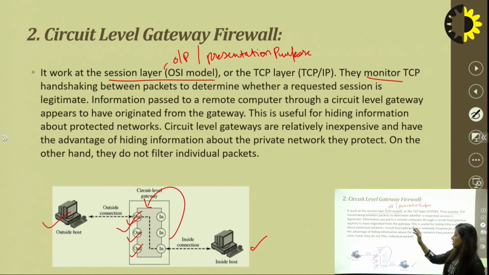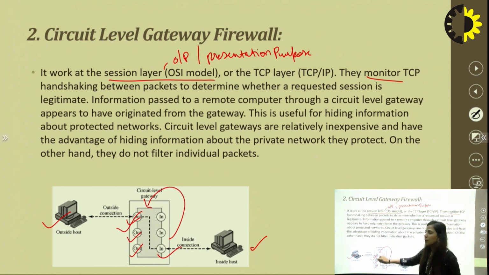Okay, information passed through a remote computer through a circuit level gateway appears to have originated from the gateway. Means it has to have a particular initiation point, and the last output point should also be there, so that it can appear where it originated from. This is useful for hiding the information about the protected networks. Whatever the network is, it is used for hiding that particular information. No outsider host can access it until the permission is applied over here.